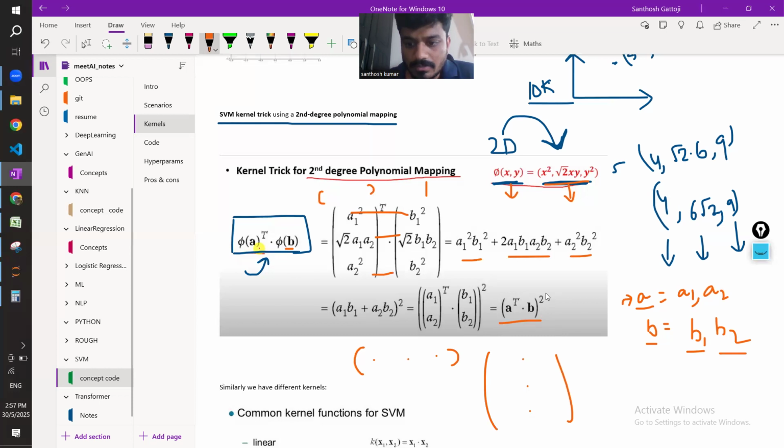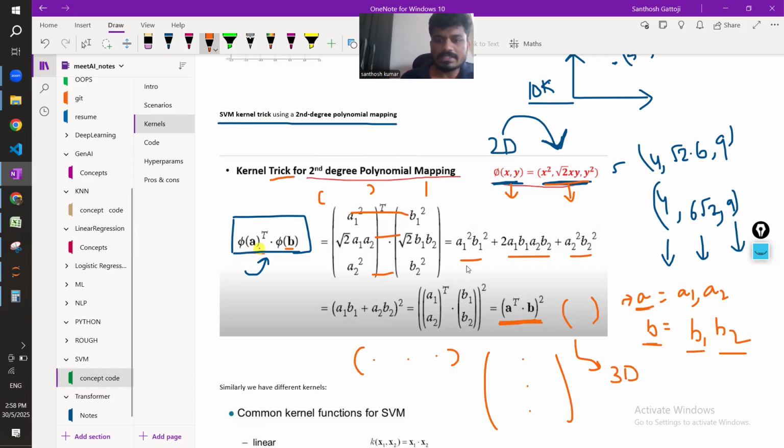Now the important point is, instead of doing all this computation for every point, A1 square and calculating the square root of 2 terms, I can simply take the dot product of these two values. You have A and B. If you just take the dot product of A transpose dot B and square it, the value you get will be the new coordinates for A and B in 3D. So instead of doing all this, we do this. It's a simple math trick, that's why it's called the kernel trick.